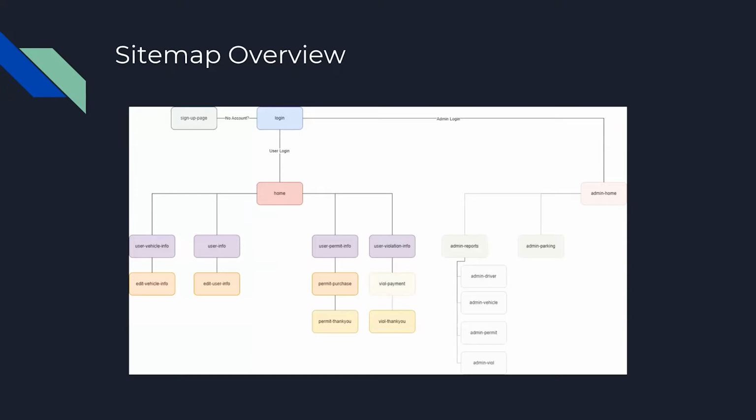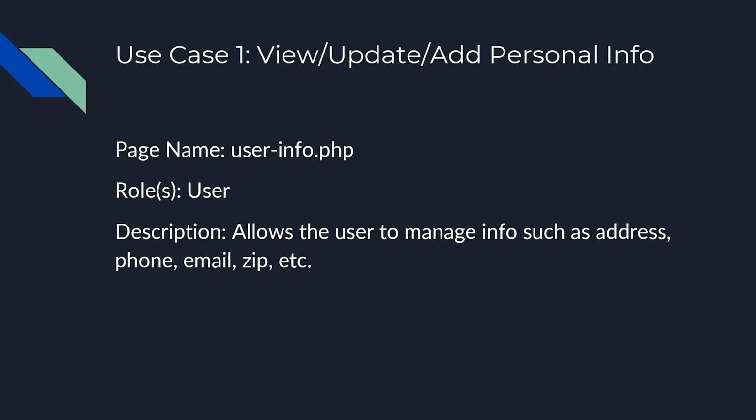This is what our sitemap looks like. We have a login page, and from that login page, we have an admin login and a user login, and it'll redirect you to different pages depending on what your role access is. Also, if you don't have an account, it'll give you a sign-up page that you can create your own user information for. Like I said, we'll get into this more later.